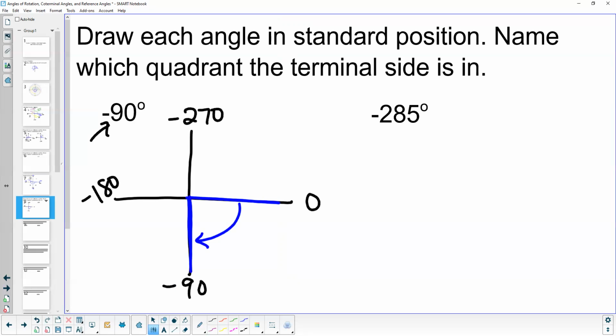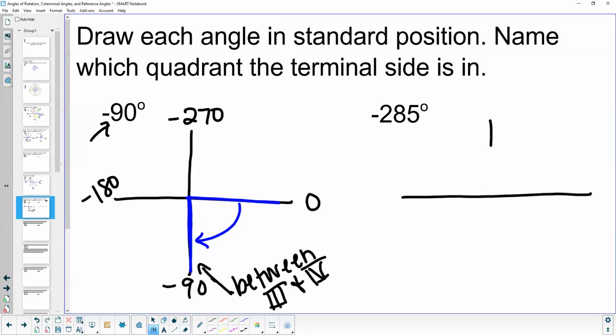Now, what quadrant is this in? Well, this is right between quadrants 3 and quadrant 4. Okay, notice how it's right in between those two. Now we've got one more here, negative 285.